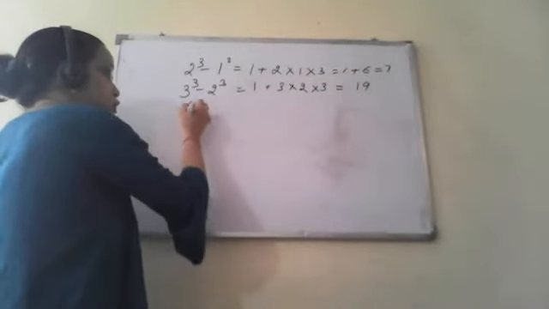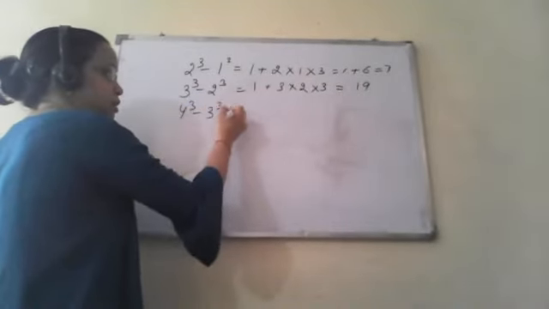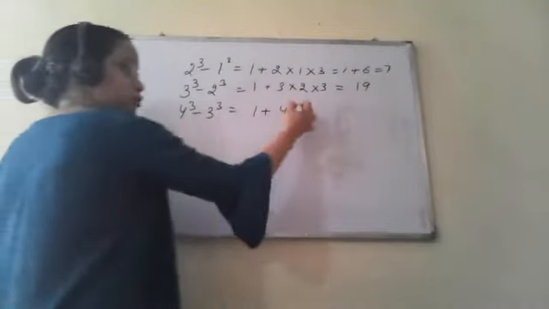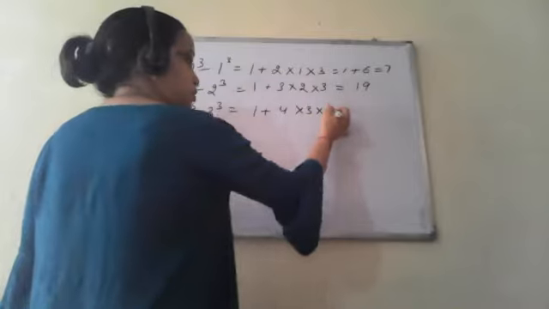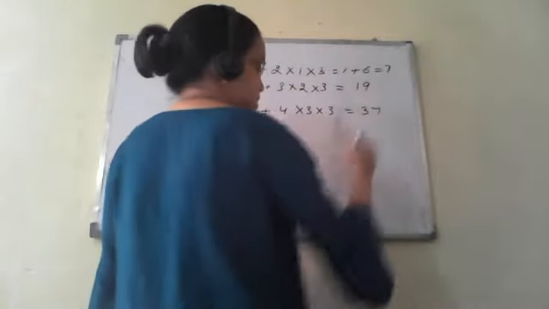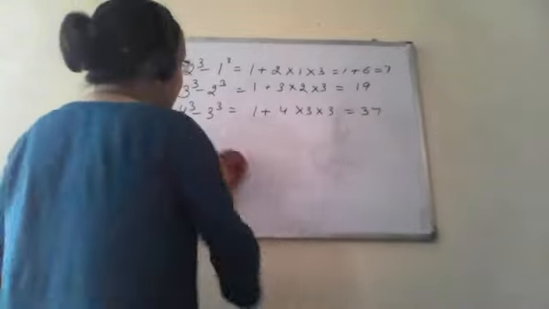Similarly, this is 4 cube minus 3 cube. It will be 1 plus the product of these two numbers, 4 into 3 into 3. So this is 1 and this is 36. This will be 37. Now you can try more examples.